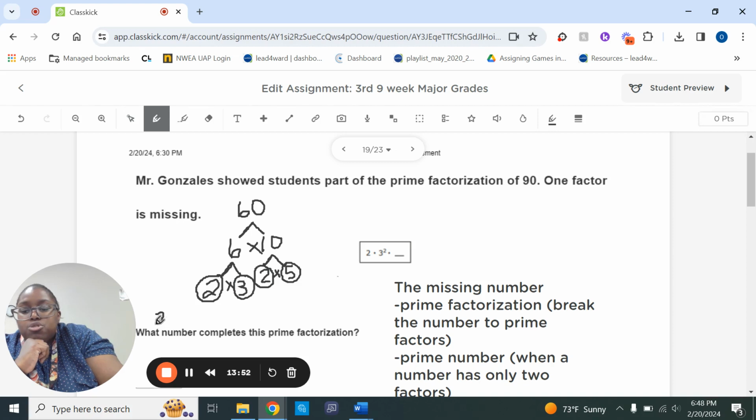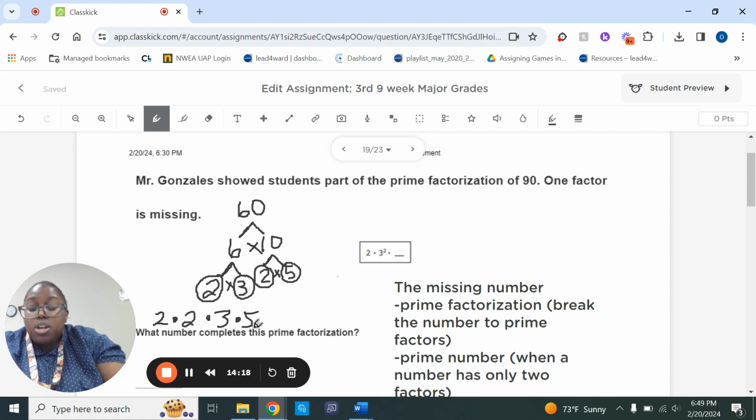So we got 2 times, because all this is multiplication. You know what? I'm going to use the dot. I don't like using the X. Times 2, because I had 2 of those. Times 3, because I had 1 of those. Times 5, because I had 1 of those.